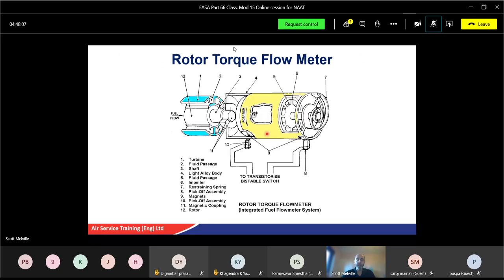All right, so that's your types of flow meters. You can just see there, number 10, there's your pickoff coils, pickoff assemblies. So every time it spins round, you'll see where it is. You've also got a retaining spring as well, which, like the RPM gauge, just resists the movement. So again, with a torque meter, it's the torque. The main thing to remember is the torque is proportional to fuel flow.